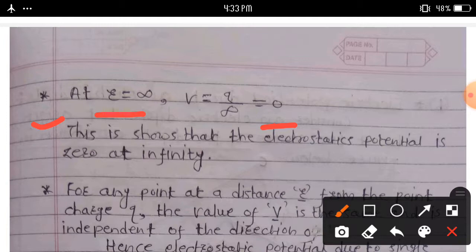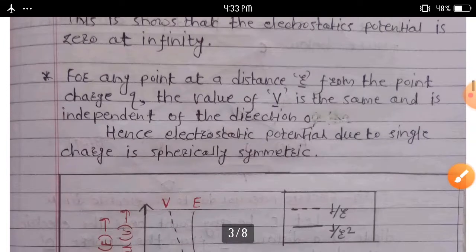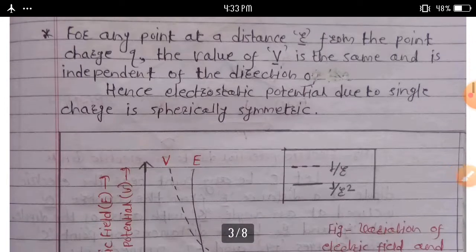Then another one: for any point at a distance small r from the point charge q, the value of V is the same and is independent of the direction. Hence the electrostatic potential due to a single charge is spherically symmetric.